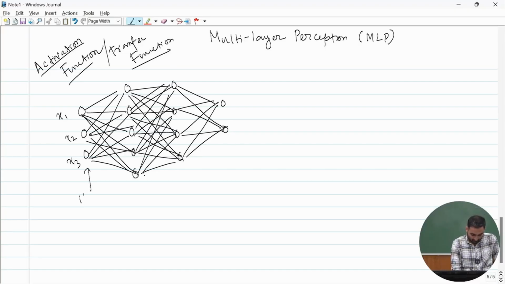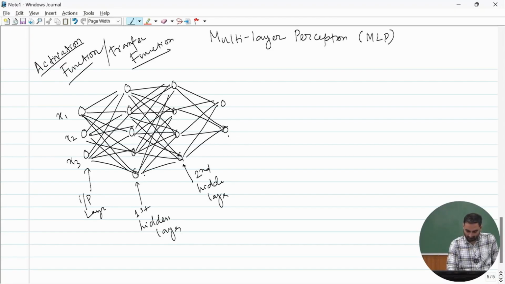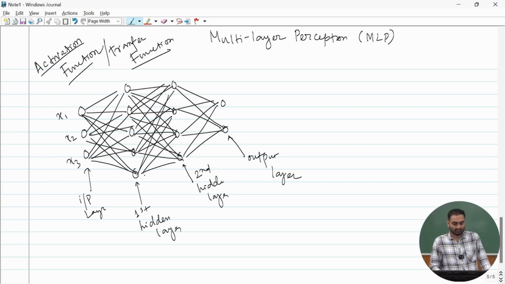Now, so this is input layer. This is the first hidden layer. This is second hidden layer. Okay, and this is output layer. Now if you notice my drawing, I have intentionally made two different hidden layers with different number of neurons. In the first layer there are 5 neurons, 1, 2, 3, 4, 5. Second layer there are 4 neurons.